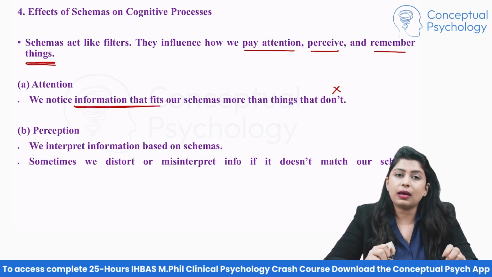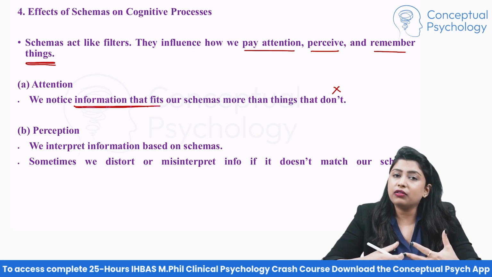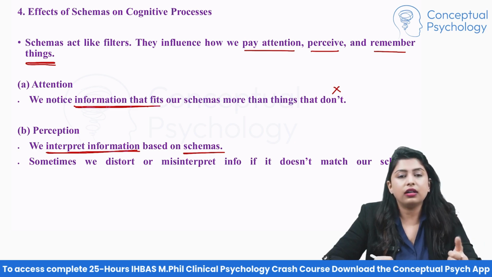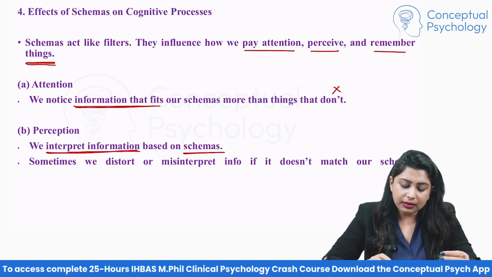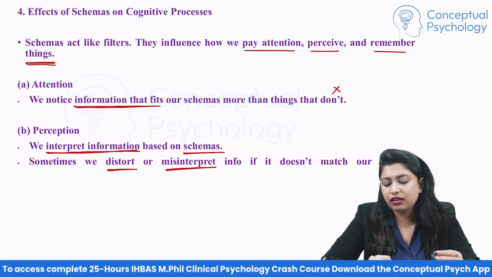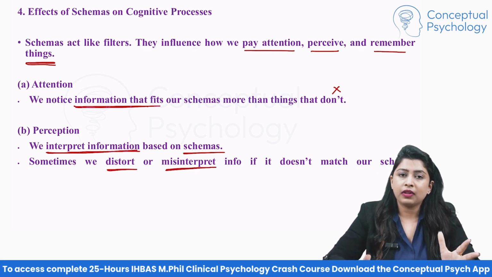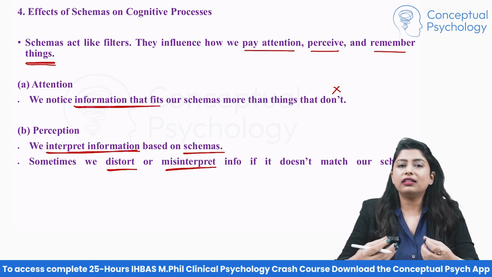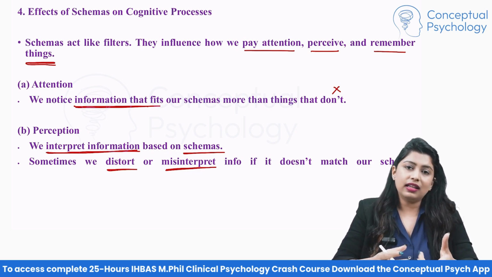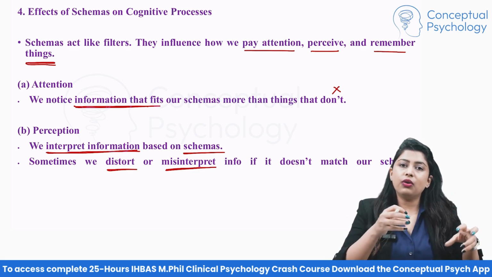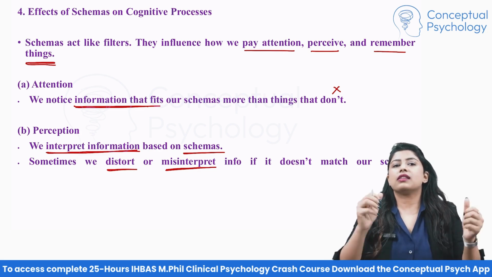The second is perception. We interpret information based on our schemas. Sometimes we even distort or misinterpret the information if it doesn't match our schema. So, if you believe teenagers are lazy, you may interpret a tired teen resting as lazy rather than sleep deprived. Right? That's how we fit that information into our existing schema.